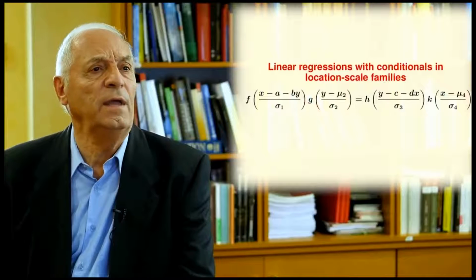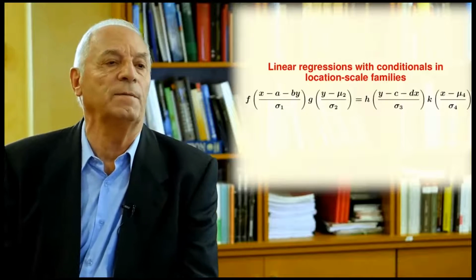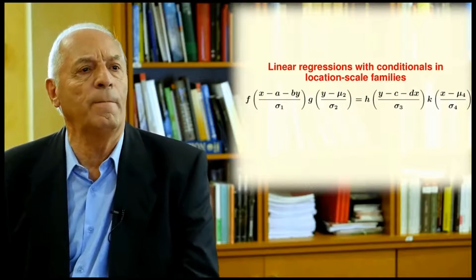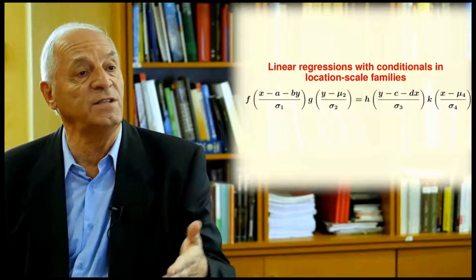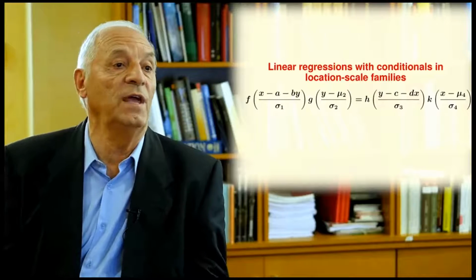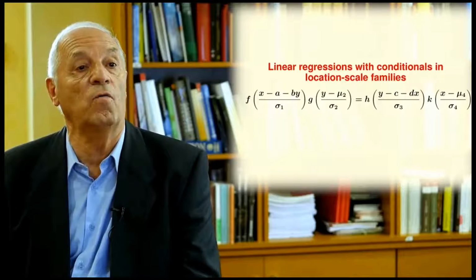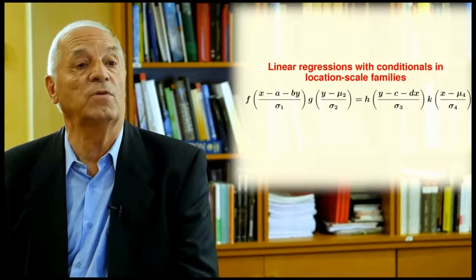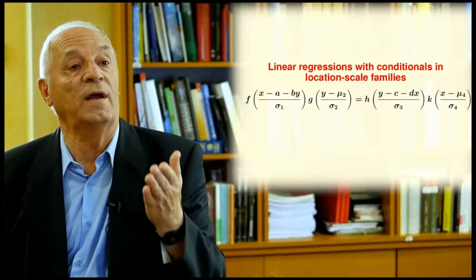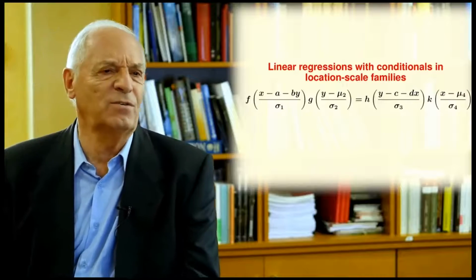And finally, I am going to explain to you the case of linear regressions with conditionals in location scale families. You know that the joint density is the product of the conditional of x given y times the marginal of y. But we can also use the conditional of y given x and then the marginal of x. So you have a functional equation like that. You have an equation and you have four unknowns, f, g, h, and k, and you can solve that.